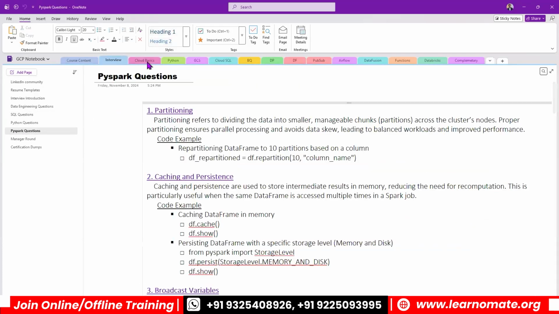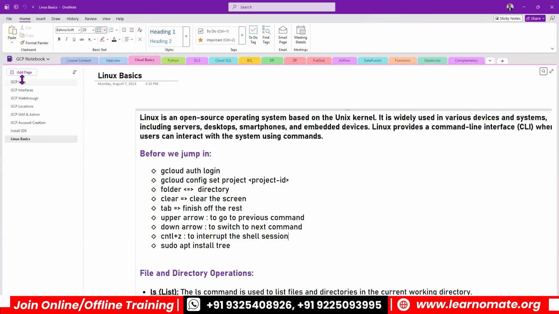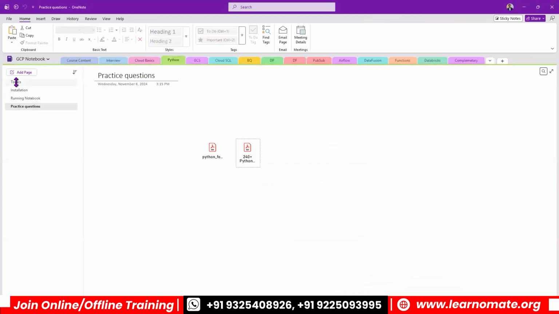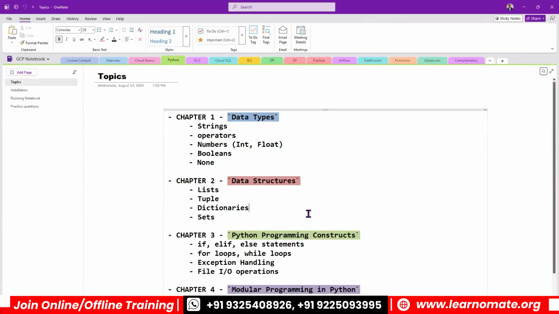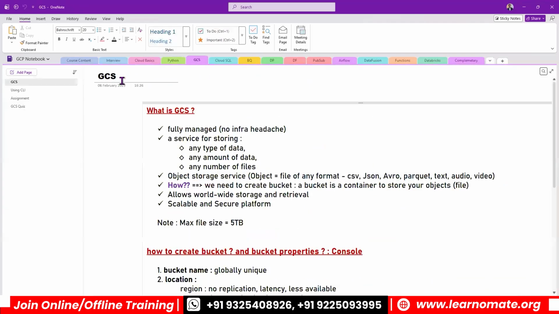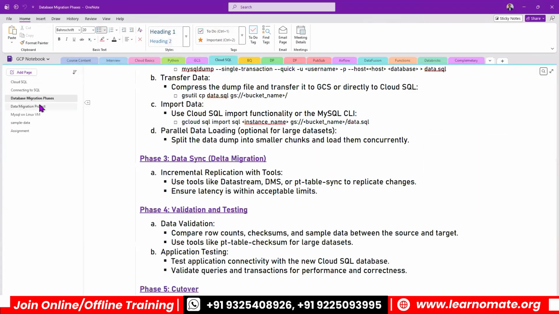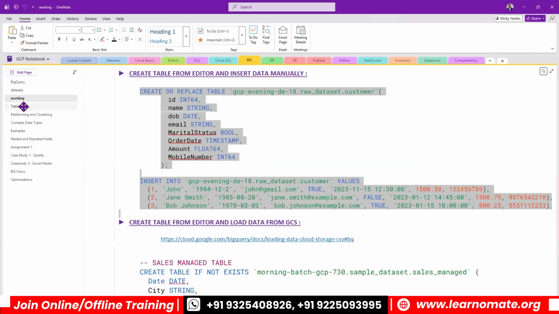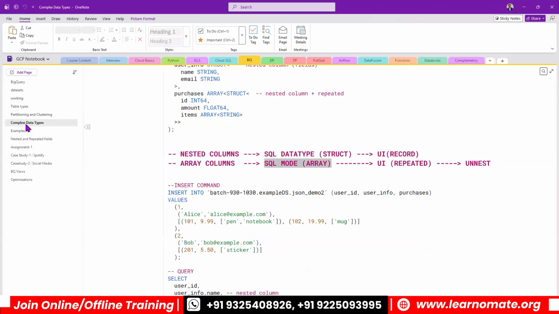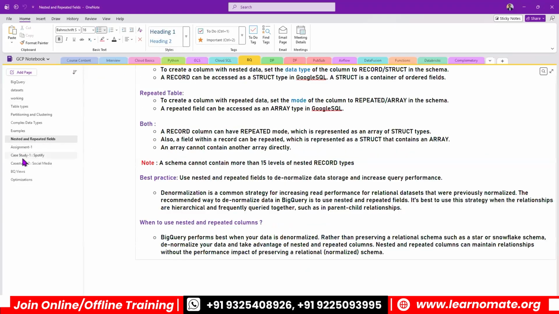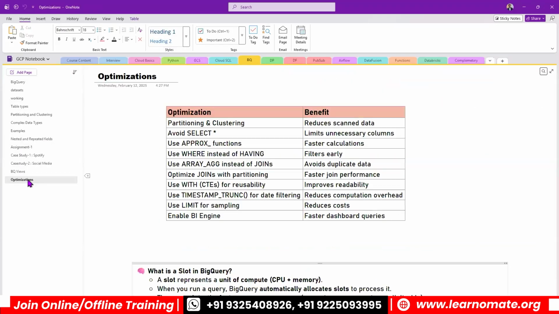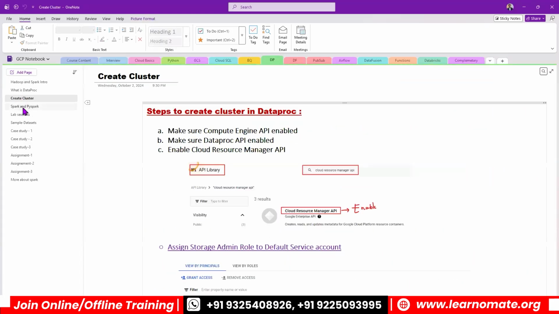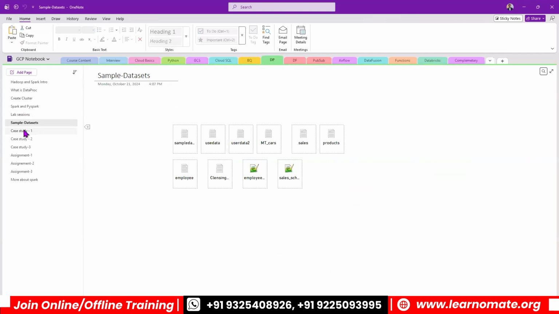This is the interview tab. What are the cloud basics that we are going to cover? Introduction, interfaces, walkthrough, locations, IAM and admin, account creation, Python, all the topics for Python basics we are going to cover for data engineers, GCS, Cloud SQL, database migration project, BigQuery, what is BigQuery, dataset creations, working with BigQuery, different types of tables, partitioning and clustering, complex data types, nested tables, repeated tables, case study 1, case study 2, BigQuery views and optimizations.